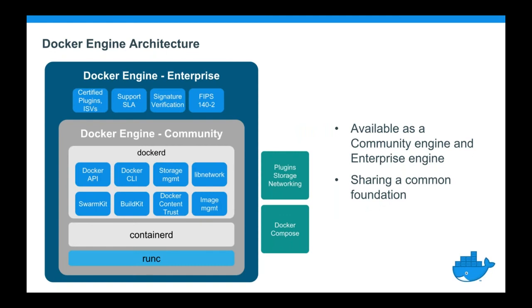So here's a closer look at the architecture for Docker Engine. As you see, we actually have two flavors of Docker Engine. There's the community version and the enterprise version. The enterprise version is really a superset of the community version, which we have outlined here. But as you see, the community version is a combination of Containerd, which we're going to talk about in a little more detail, and a lot of the components that I mentioned in the previous slide.